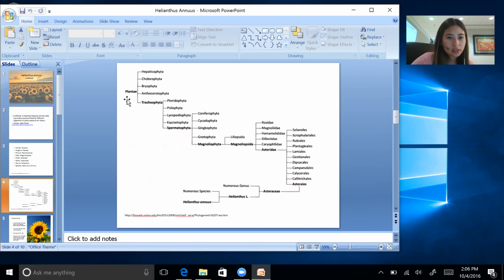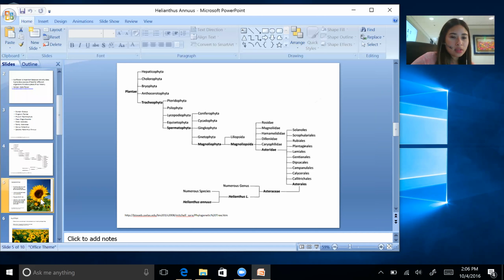And here's a phylogenetic tree. So here is the kingdom, and then here goes the phylum, and so the class. The order, Asterales, the composite flowers. And then we have the family. They have several families made of several species, and then the Helianthus, and then the species, annuus, the sunflower.